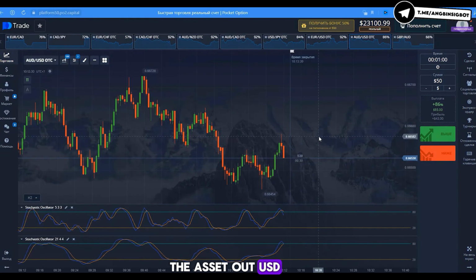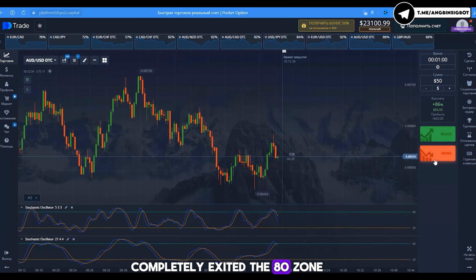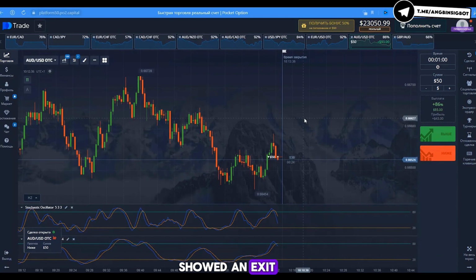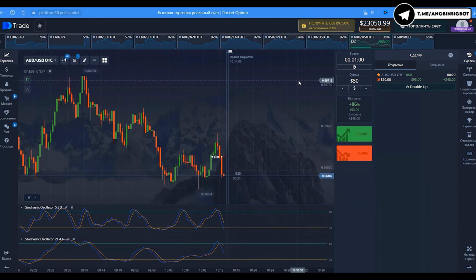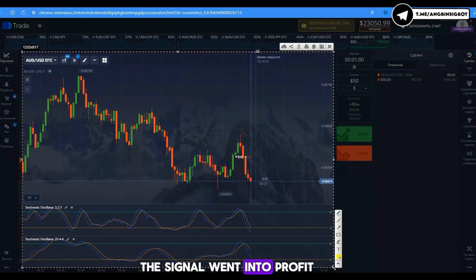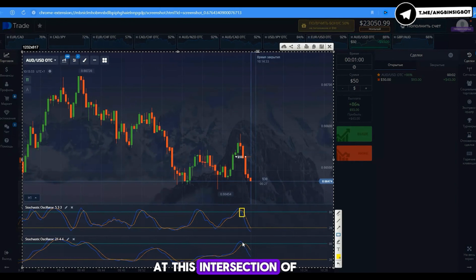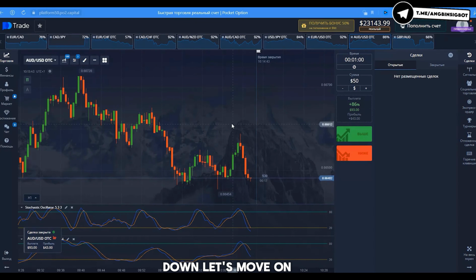The asset is out USD, the candle is just finishing, and with it, the main stochastic has completely exited the 80 zone. The lower one also showed an exit. I am entering the trade. The trade based on the signal went into profit, and the signal appeared at this intersection of the main stochastic in conjunction with the lower one. After that, I entered the trade, and as we can see, the price confidently went down. Let's move on.